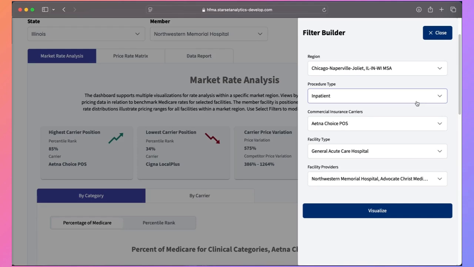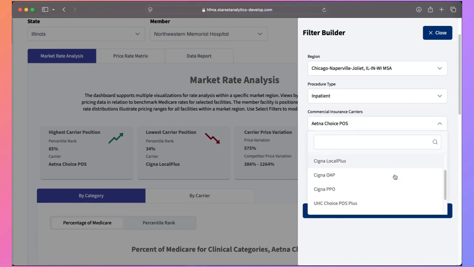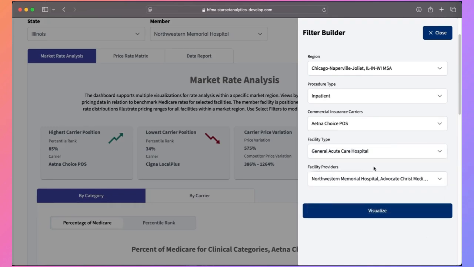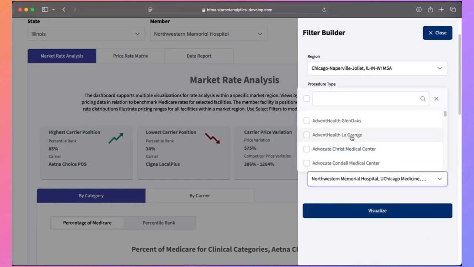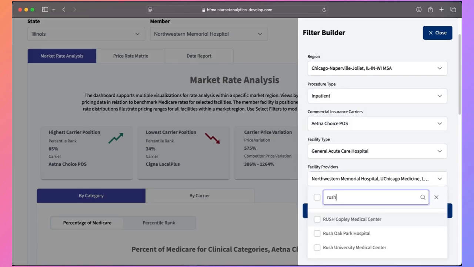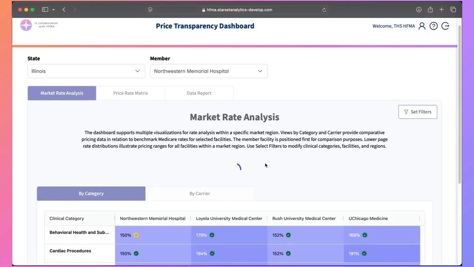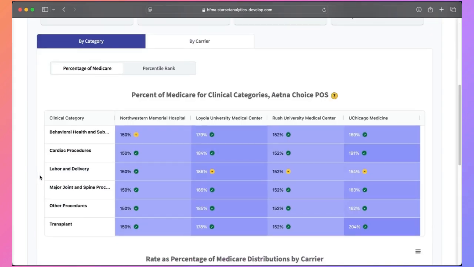You can choose between inpatient or outpatient procedures, pick from Aetna, Cigna, or UHC plans, and add the hospitals you want to compare against. For example, looking here, I can take out Advocate, take out Evanston. Perhaps I want to see Loyola, another good one for the market, Rush. I click Visualize, and the application updates. So in my current view, I'm looking at service categories for inpatient procedures only for Aetna Choice POS.